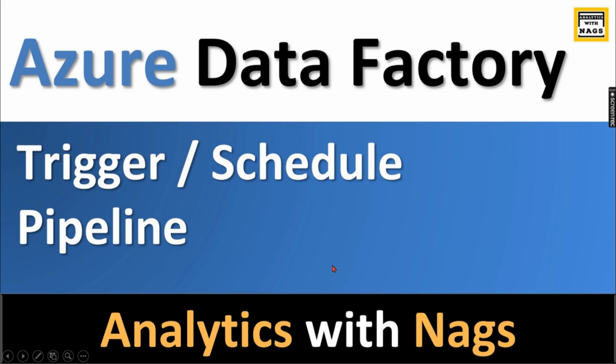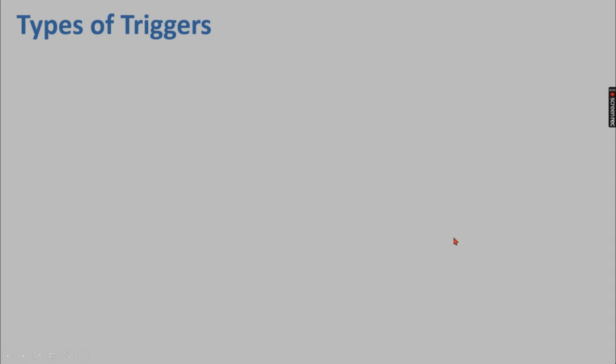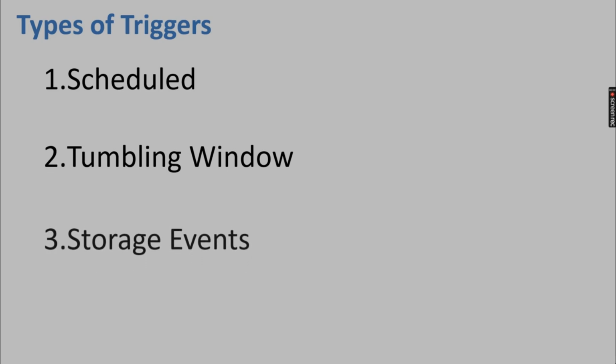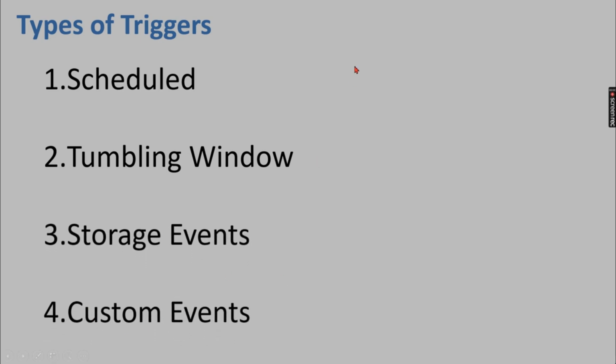I'm going to talk about what triggers are and how to schedule your pipelines in Azure Data Factory. Let's start by understanding the types of triggers available in Azure Data Factory. There is schedule trigger, tumbling window, storage events, and custom events.